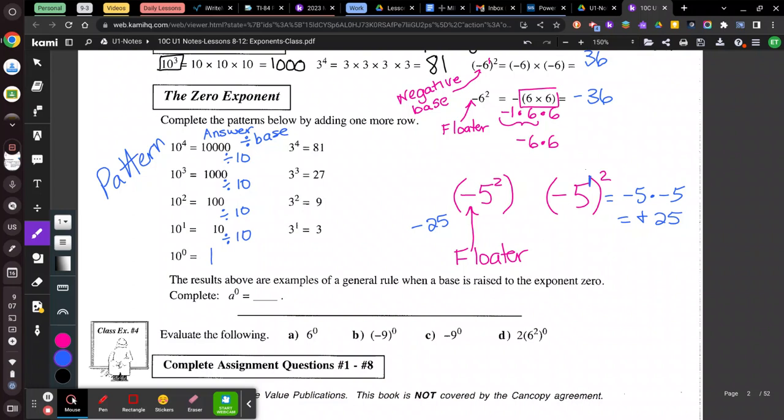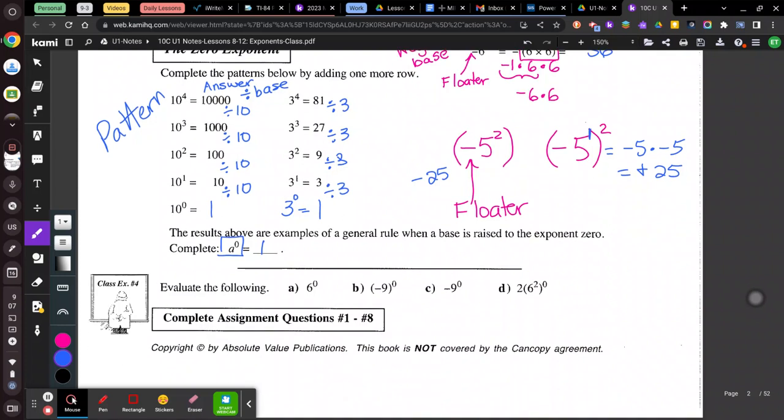So this guy here, again, I would divide by my base, divide by 3, divide by 3, divide by 3, and now I get 3 divided by 3, which is going to give me my 3 to the 0, which is 1. So generically, anything exponent 0 equals 1, unless you've got some negatives attached to it, etc., etc. Okay, so anything exponent 0 will give you a positive 1.